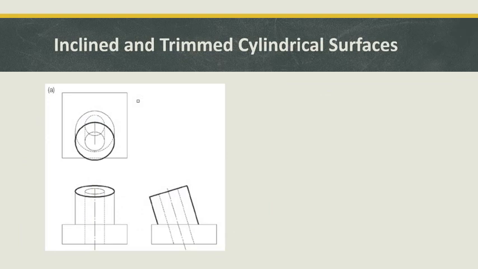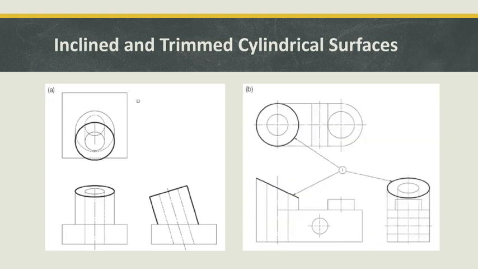If a cylinder or a hole is inclined, as shown in the figure, the top of the cylinder will look like an ellipse, not a circle. If a cylinder is trimmed at an angle, as shown in the figure on the right, the section of the cylinder will appear as an ellipse, even if the cylinder is standing straight up.